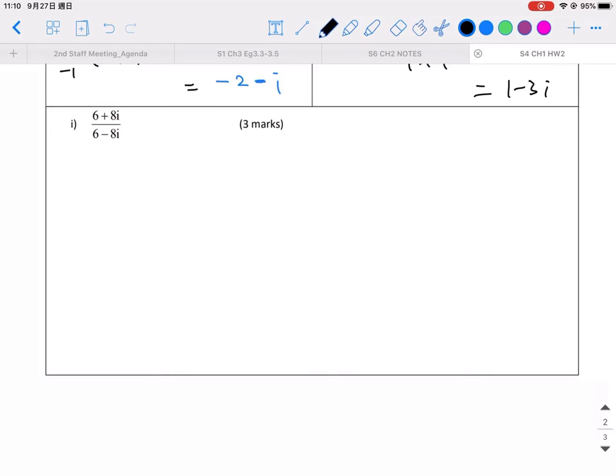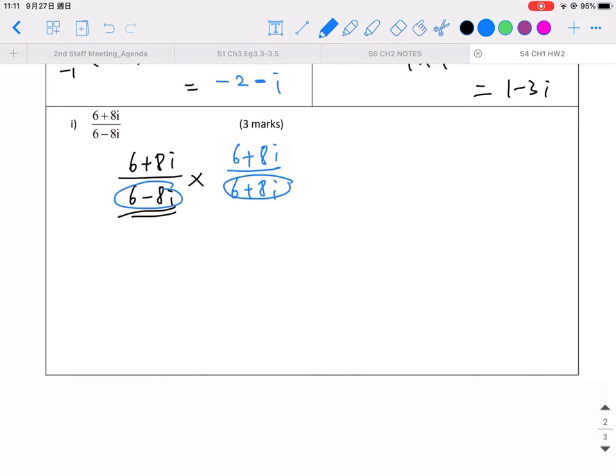You can take out common factor 2 to be simple. Just multiply by the conjugate of 6 minus 8i. So we will multiply 6 plus 8i over 6 plus 8i, because these two are a conjugate pair. Therefore the numerator will be (6 plus 8i) squared, and the denominator will be 6 squared minus (8i) squared.